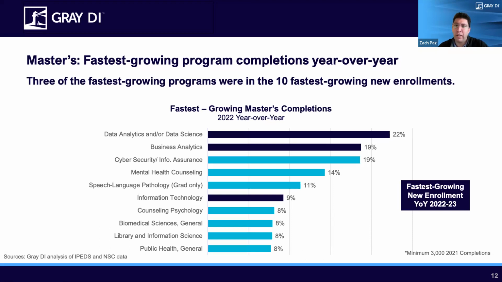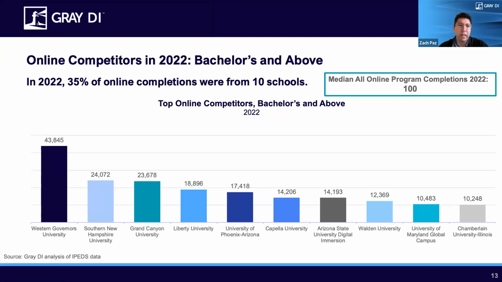We wanted to show you one thing that we've noticed is this whole online completion competitors in 2022, and just showing you the sheer size of some of these institutions and how 35% of the completions only come from 10 schools. So again, I don't think this is a huge surprise to many people, but there are very large online institutions, whereas the average across all institutions for online completions is 100, or the median, I'm sorry, is 100. You see some of these institutions have over 10,000 online graduates, all the way up to Western Governors that had 43,000 online graduates.